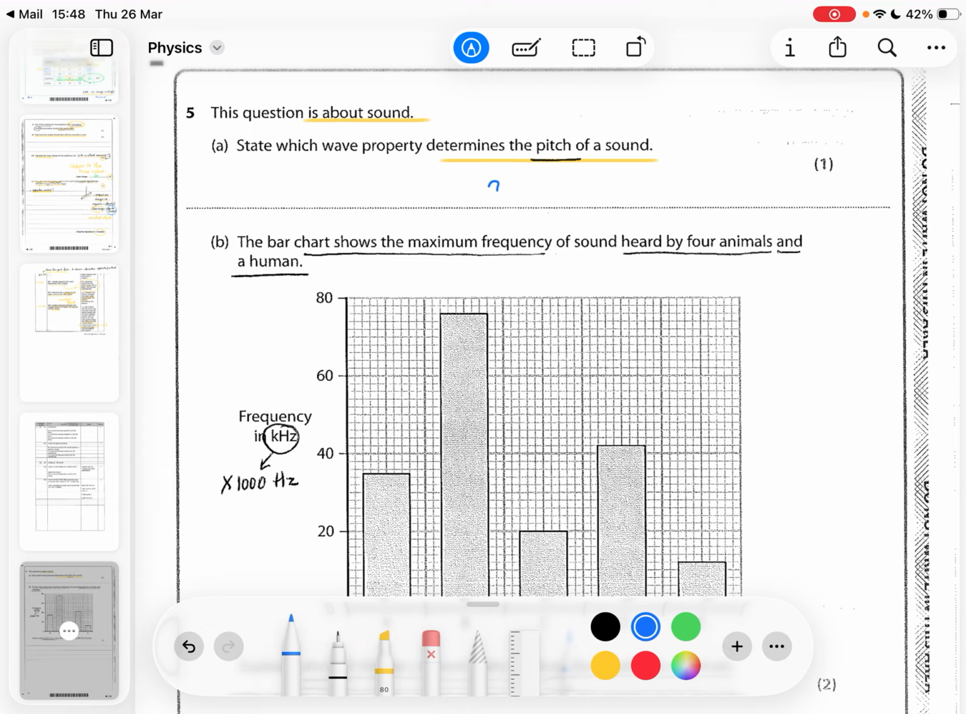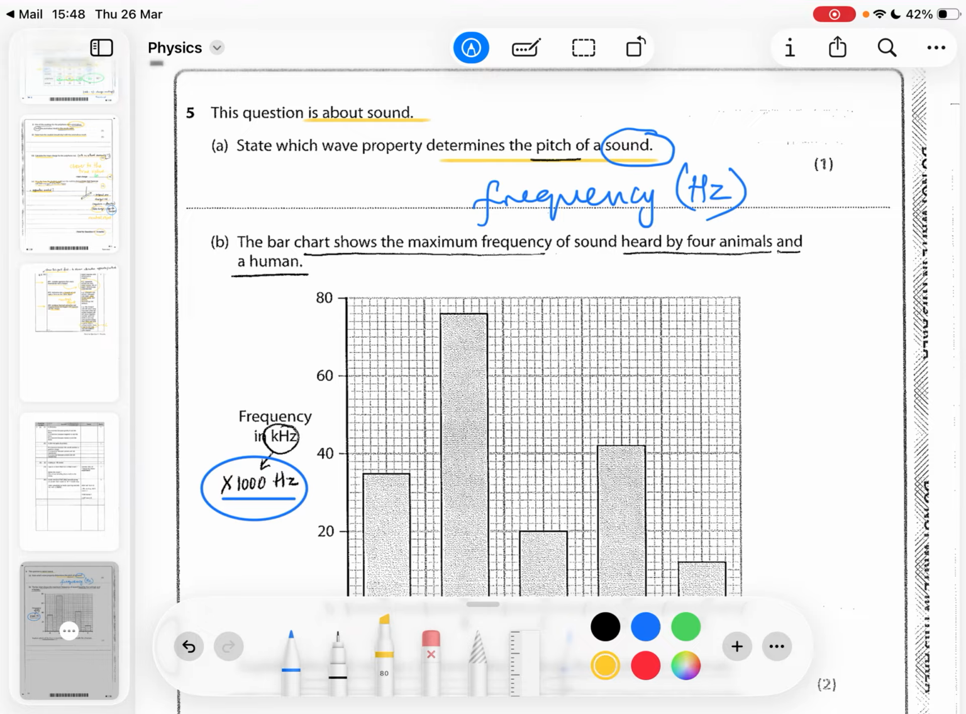So over here you would just write frequency. We only use the word pitch for frequency when we're talking about sound. Frequency is the more scientific word and it's measured in hertz. Here they've put the frequency in kilohertz, which means multiplied by 1,000.